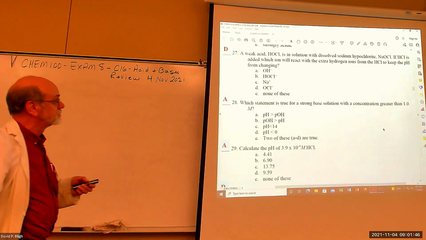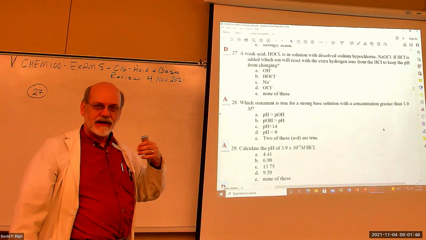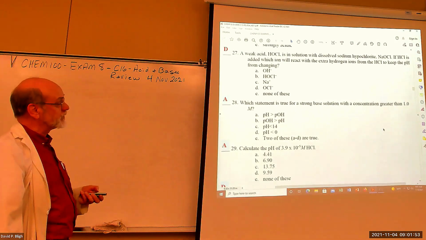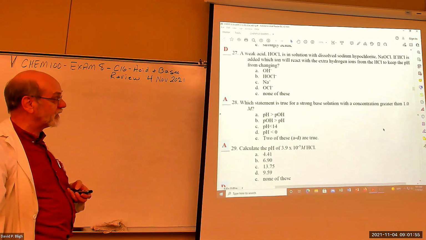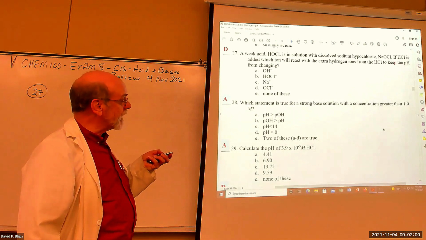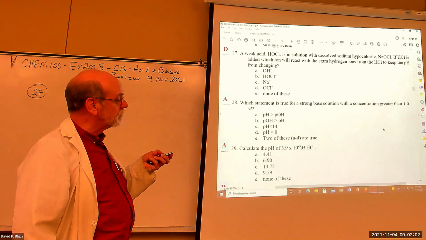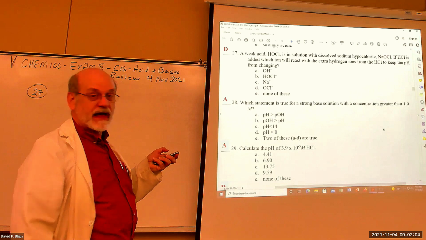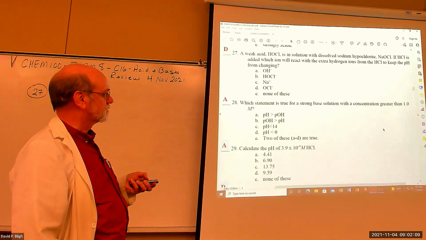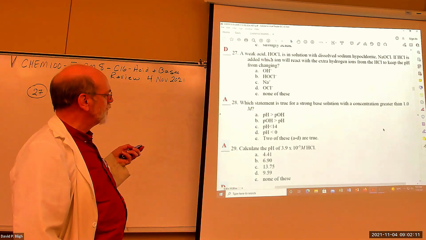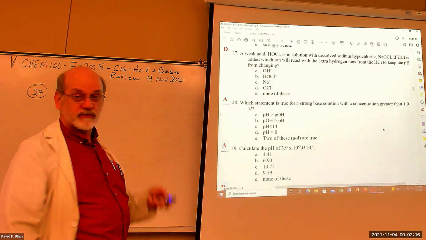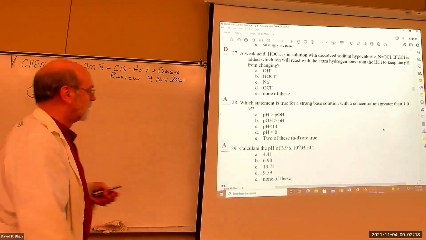A weak acid, HOCl, hypochlorous acid, is in solution with dissolved sodium hypochlorite. What do they have in common? That hypochlorite anion is common to both of them. If hydrochloric acid is added, which ion will react with the extra hydrogen ions from HCl to keep the pH from changing? This is another buffer problem.